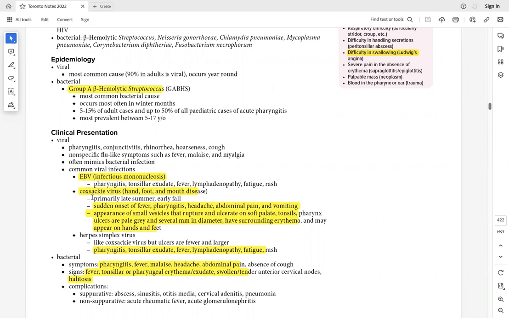For Coxsackie virus, hand, foot, and mouth disease, it is mostly in children. Children who are going to school, children in daycares, mostly present with this, primarily in late summer or early fall. Sudden onset of fever, pharyngitis, headache, abdominal pain, and vomiting, with appearance of small vesicles that rupture and ulcerate on the soft palate, tonsils, and pharynx. Ulcers are pale gray, several millimeters in diameter, have surrounding erythema, and may appear on the hands and feet. So this is also symptomatic treatment.